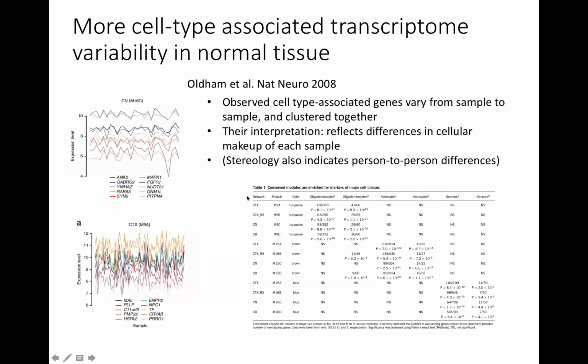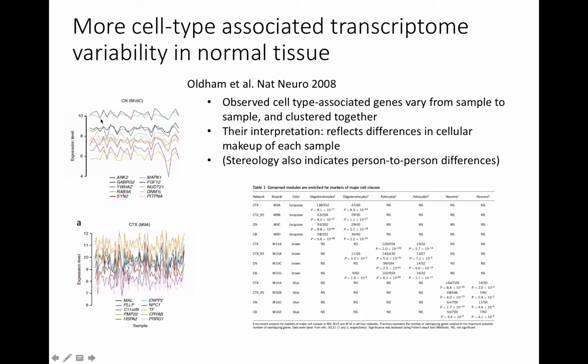Another paper from around the same time period that approaches these ideas, with just some interesting observations, comes from Oldham et al., which looked at co-expression patterns in normal human cortex. What they observed is that when they clustered gene expression profiles across samples, using a computational method to identify clusters, a lot of the clusters were enriched in what we think of as cell type markers.